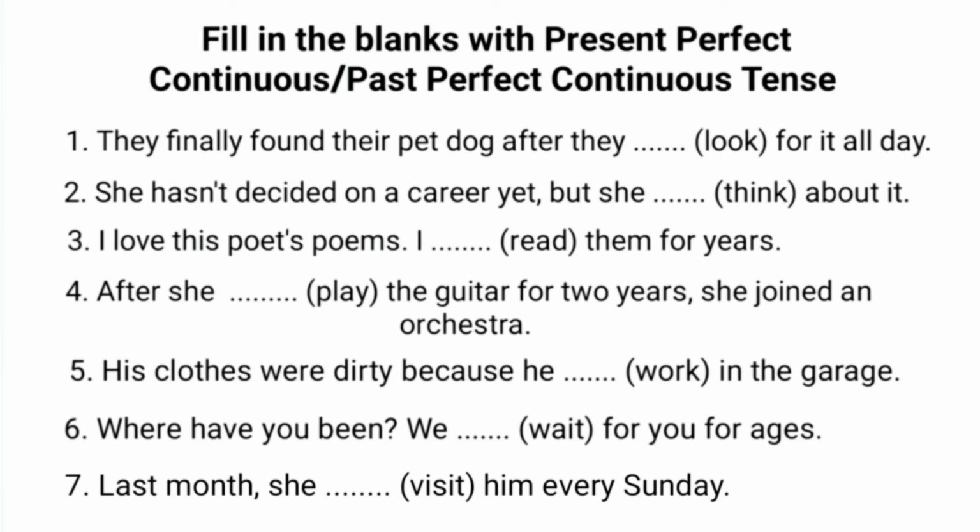Next, where have you been? We dash wait for you for ages. Have you been is in present. So, next part will be, we have been waiting for you for ages. Last sentence, last month she dash visit him every Sunday. Last month is in past. So, using past perfect continuous, the sentence is, last month she had been visiting him every Sunday.